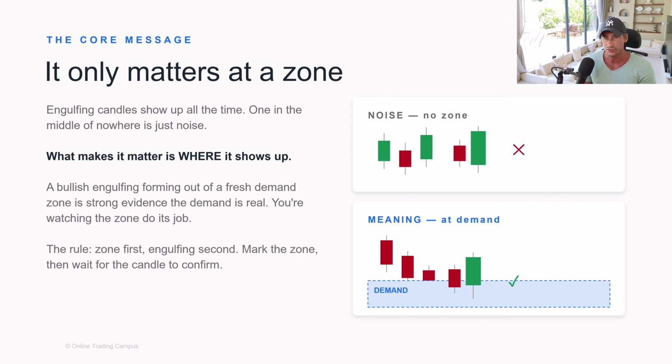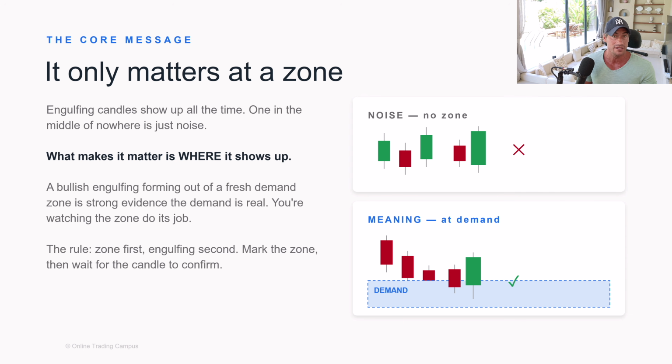These patterns show up all the time. Open any chart, you will see plenty of them. And almost all of them mean nothing. A bullish engulfing in the middle of nowhere is just noise. What makes it matter is where it shows up. When a bullish engulfing forms right out of a fresh demand zone, that takeover is real. It is a strong sign the demand is doing its job.